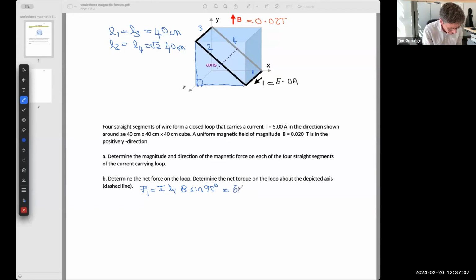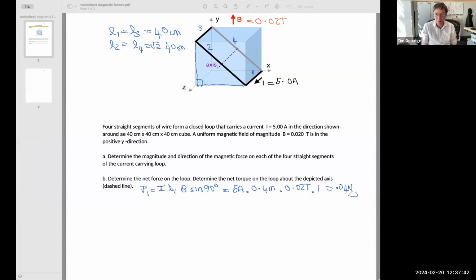We got 5 amps for the current in the wire. We got 0.4 meters for the length of the wire. We've got 0.02 Teslas for the strength of the field. And then we've got 1 for the sine of the angle between the current and the magnetic field. And if we calculate this product, I got 0.04 newtons. Now that's the strength of the force.